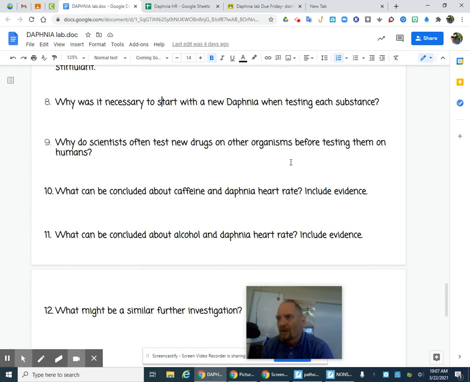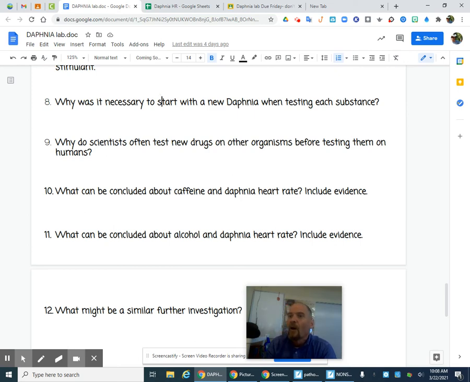Why do we test new drugs on other organisms before testing on humans? Because they could be dangerous. I mean, I hate hurting animals, but if you do 100 mice and you give them some new drug and half of them die, clearly you don't want to be giving that to humans. Not that that's a cool thing to do to mice, but it's what we do.